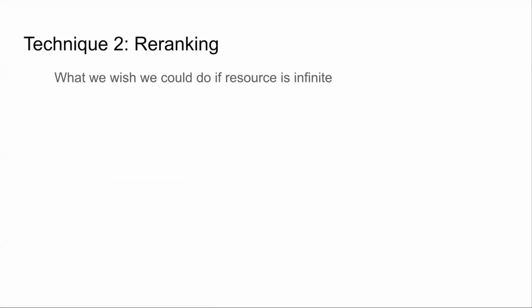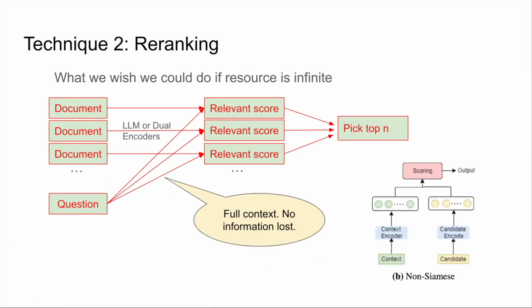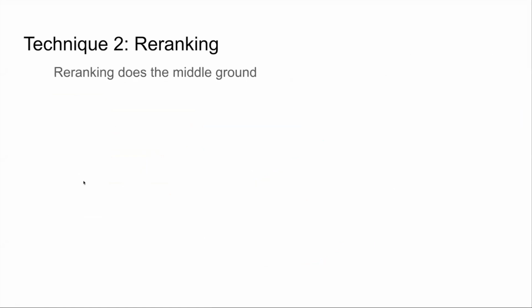So what we wish we could do is take the original question, pair it with each of the documents, get a relevance score, and then based off that, pick the passages that have a high score. But this is a very expensive process. If you have like 1 million documents, there's no way you could compare with each of the 1 million documents. So re-ranking does the middle ground.